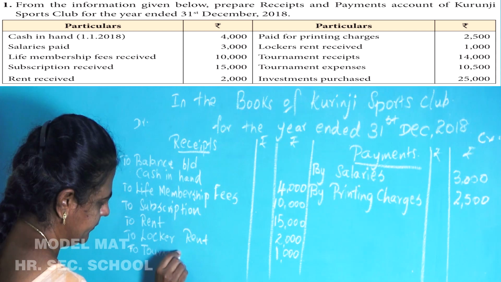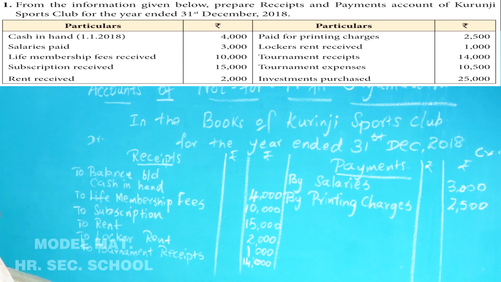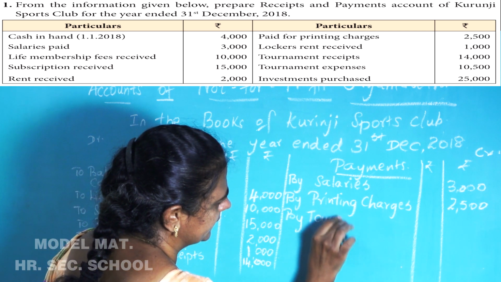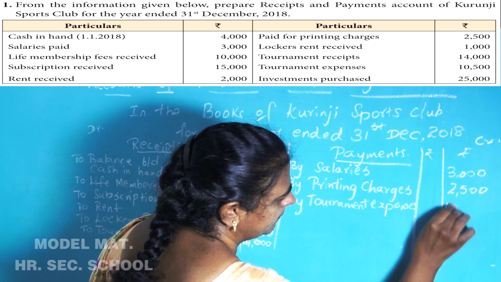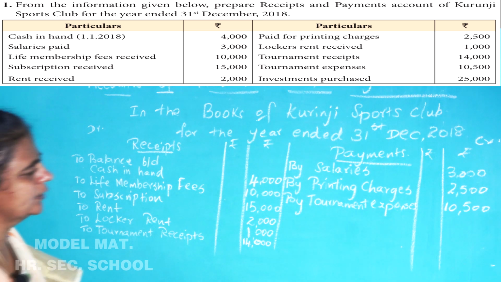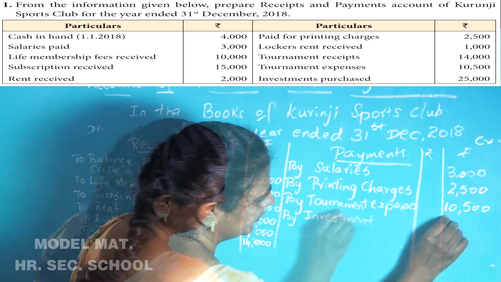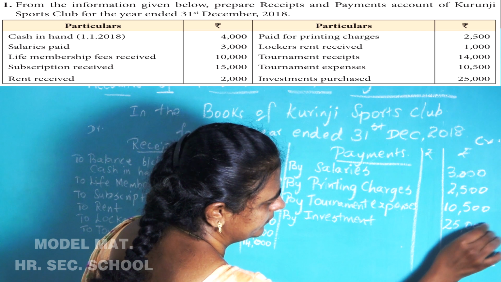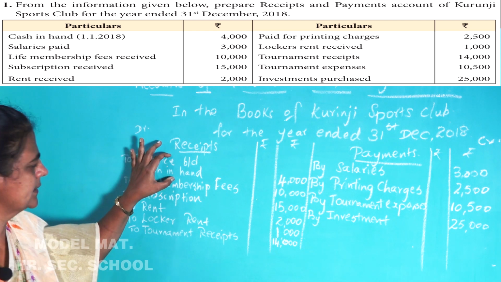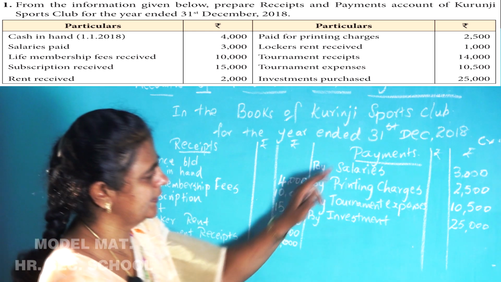Tournament receipts 14,000, to tournament receipts 14,000. Next tournament expenses 10,500, by tournament expenses, that is a payment, 10,500. The last is investments purchased 25,000. Again it is purchased, so payments, by investments, 25,000. Understood? First I started with the opening balance of cash in hand, then I have written all that we have received on this side, and here I have written all the payments.